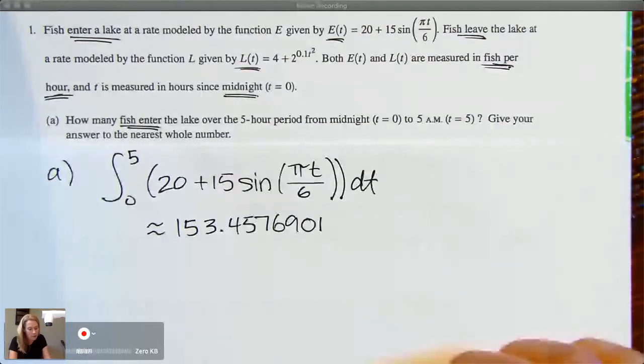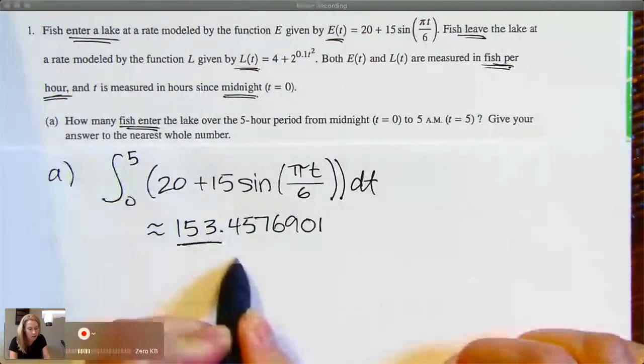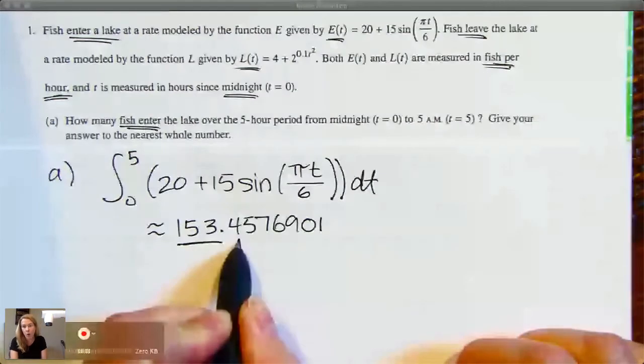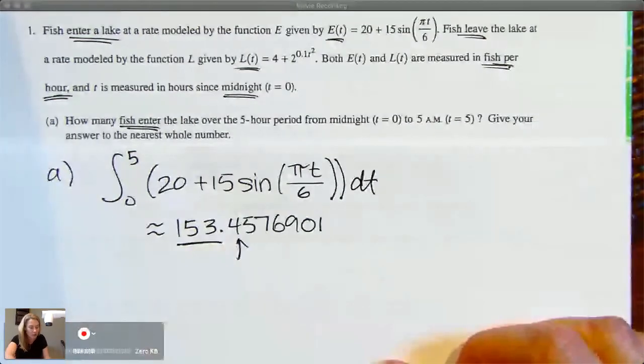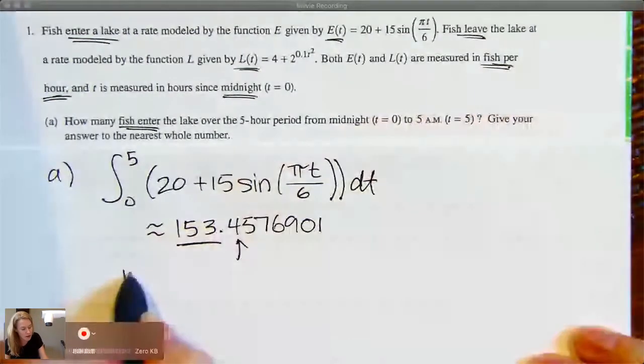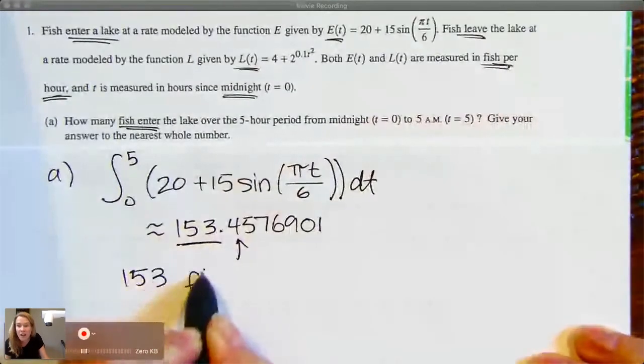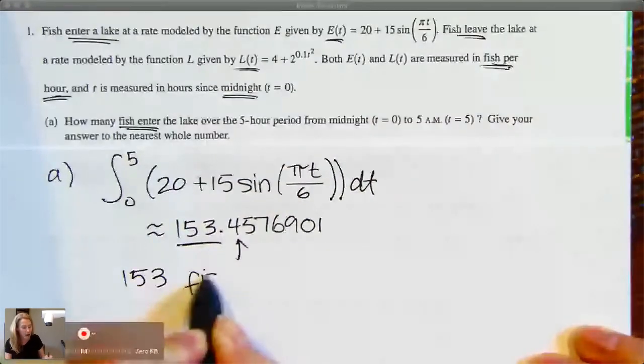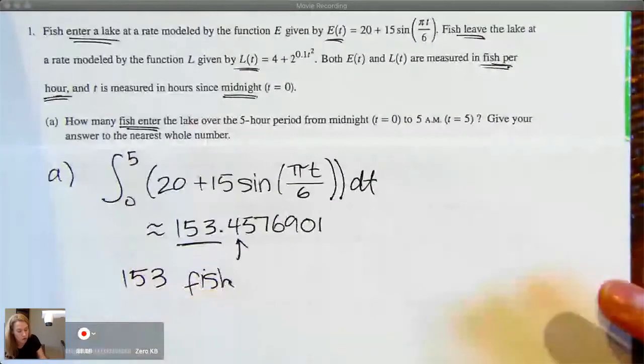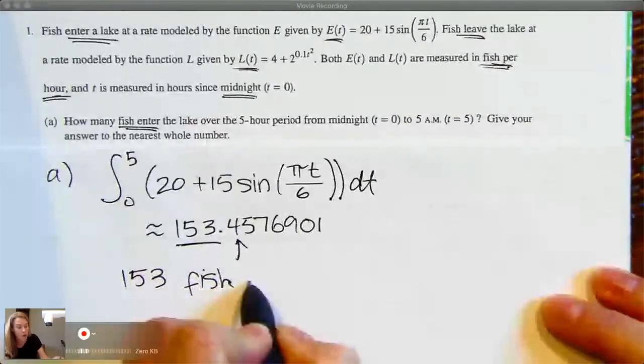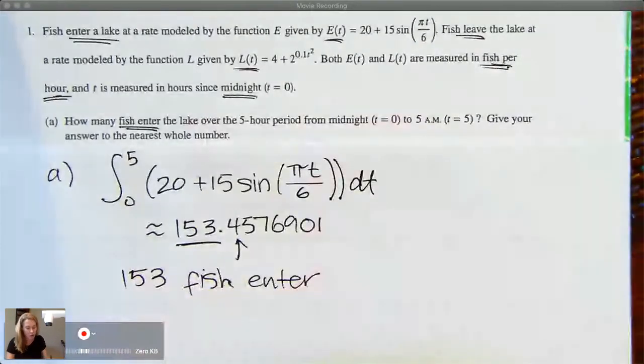So I'm rounding to the nearest whole number, which is here. I look to the next digit, which of course is a 4. And so that's going to round down to 153 fish. And actually, you got it, fabulous. 153 fish enter the lake, because we want to put our word problem answer in words.